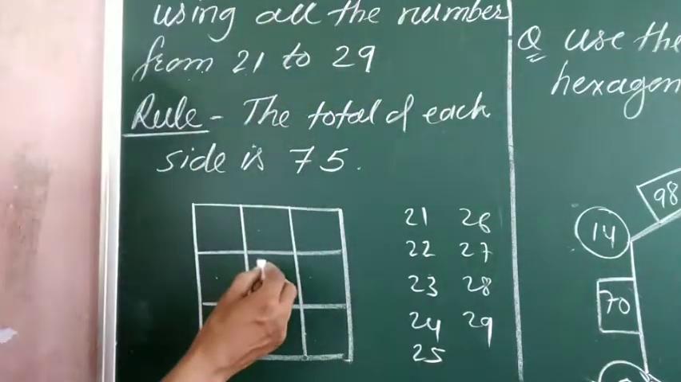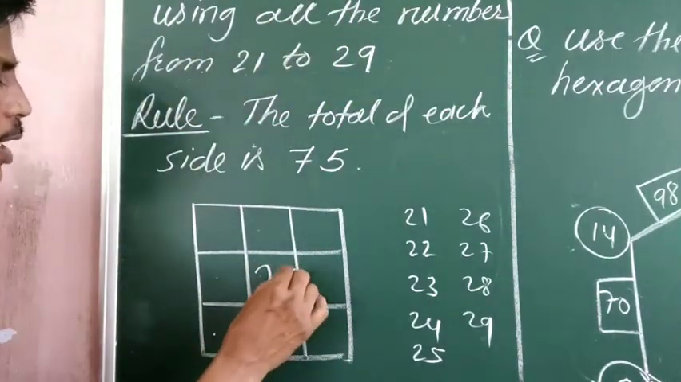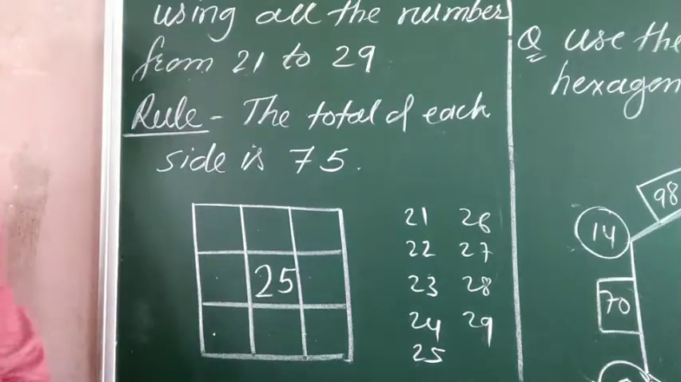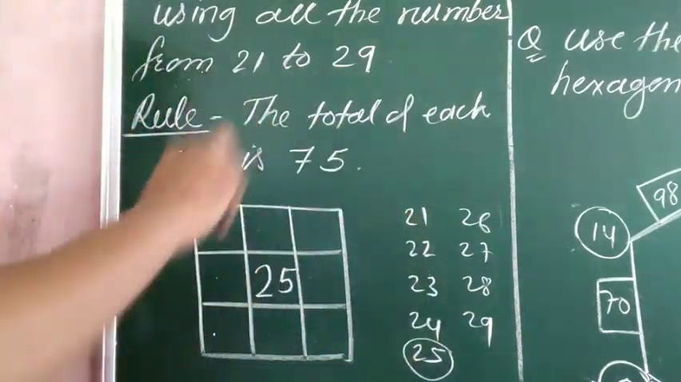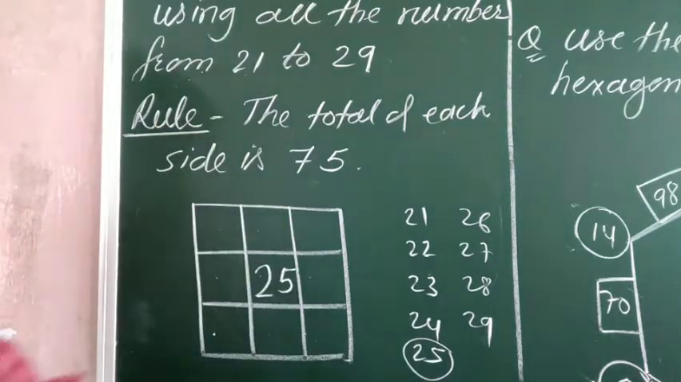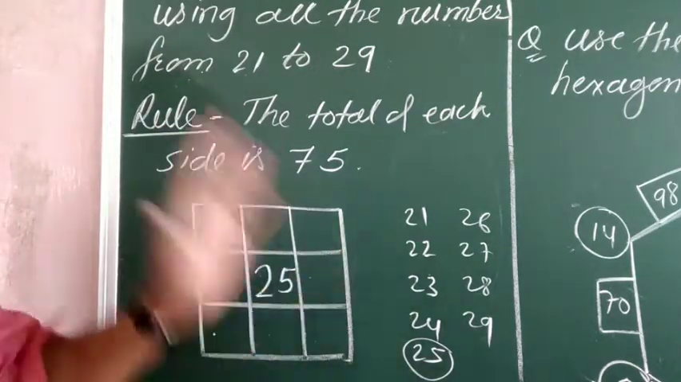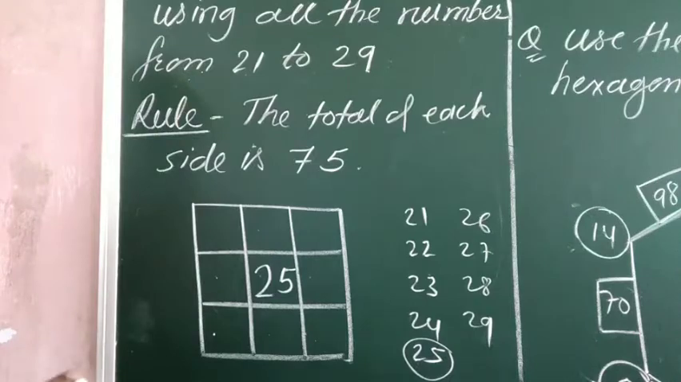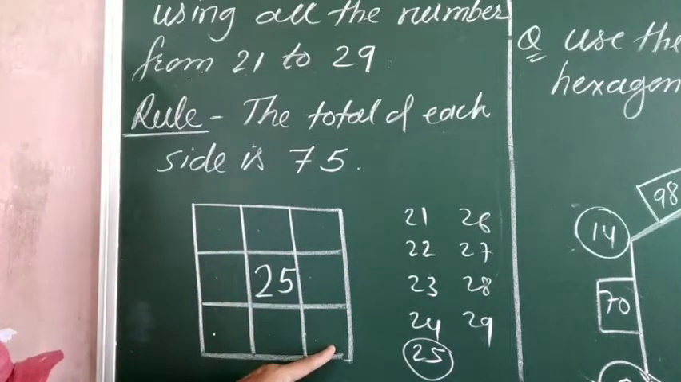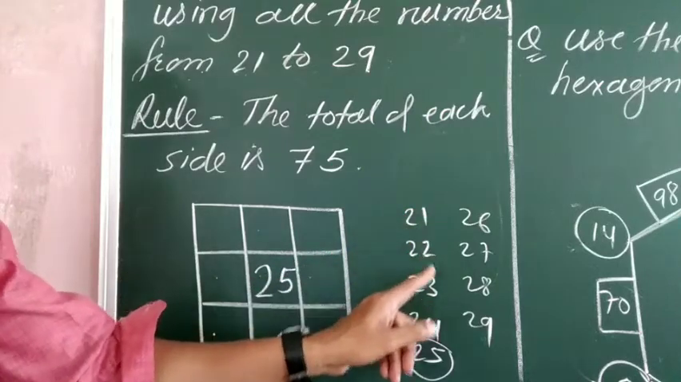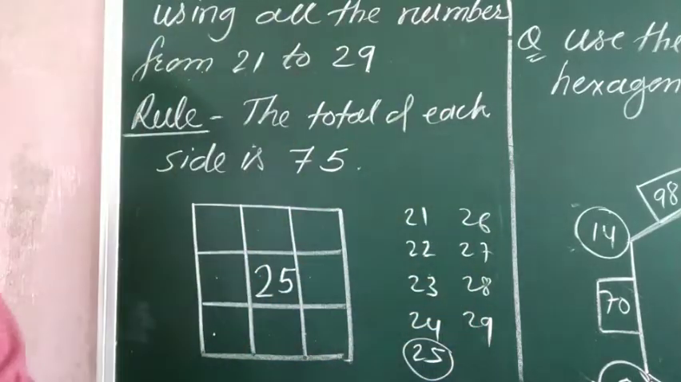In this magic square, the number 25 is given here. Now we have to put all the other remaining numbers. I will mark this 25 because it is used here. Now it should not repeat in any box. It will not come in any other box. Now what we have to do? We have to put the remaining 8 numbers in the remaining boxes.